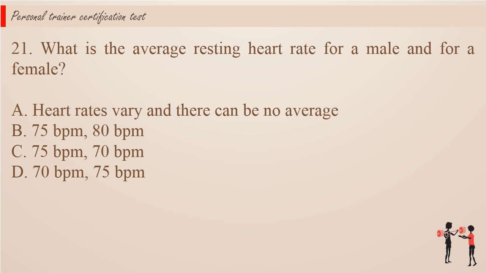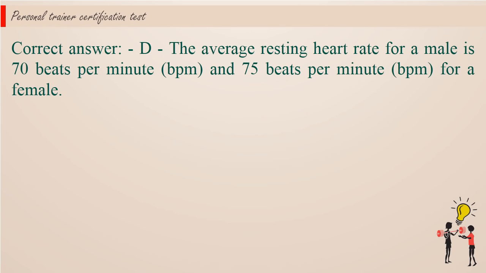Question 21. What is the average resting heart rate for a male and for a female? A. Heart rates vary and there can be no average. B. 75 BPM, 80 BPM. C. 75 BPM, 70 BPM. D. 70 BPM, 75 BPM. Correct answer, D. The average resting heart rate for a male is 70 beats per minute, BPM, and 75 beats per minute, BPM, for a female.